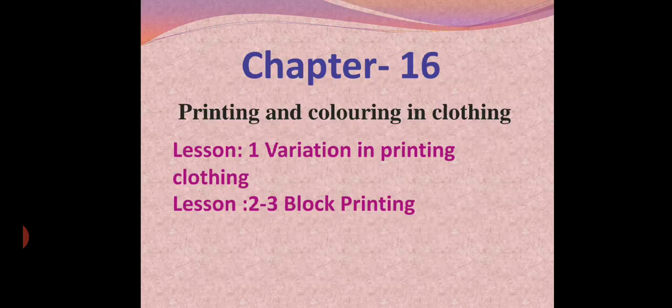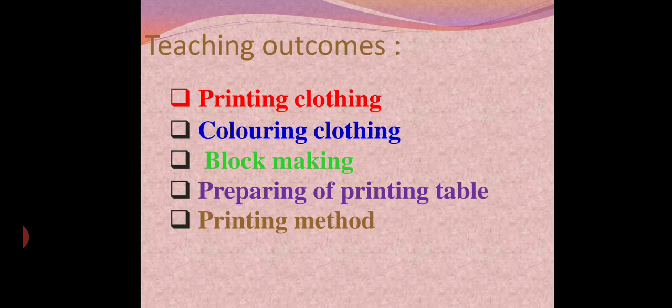Today we are going to discuss chapter 16, Printing and Coloring in Clothing. Lesson 1, Variation in Printing Clothing. Lesson 2 and 3, Block Printing. After this class, we will be able to know about these topics: printing clothing, coloring clothing, block making, preparing of printing table, printing method.